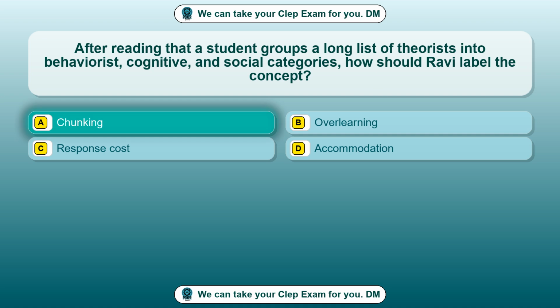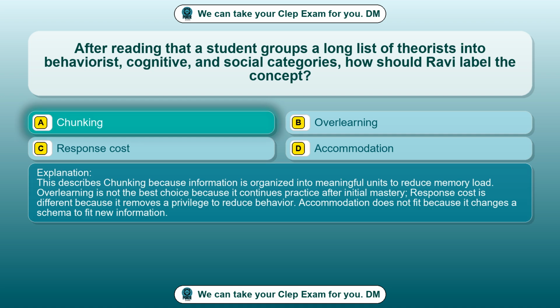Chunking. This describes chunking because information is organized into meaningful units to reduce memory load. Overlearning is not the best choice because it continues practice after initial mastery. Response cost is different because it removes a privilege to reduce behavior. Accommodation does not fit because it changes a schema to fit new information.